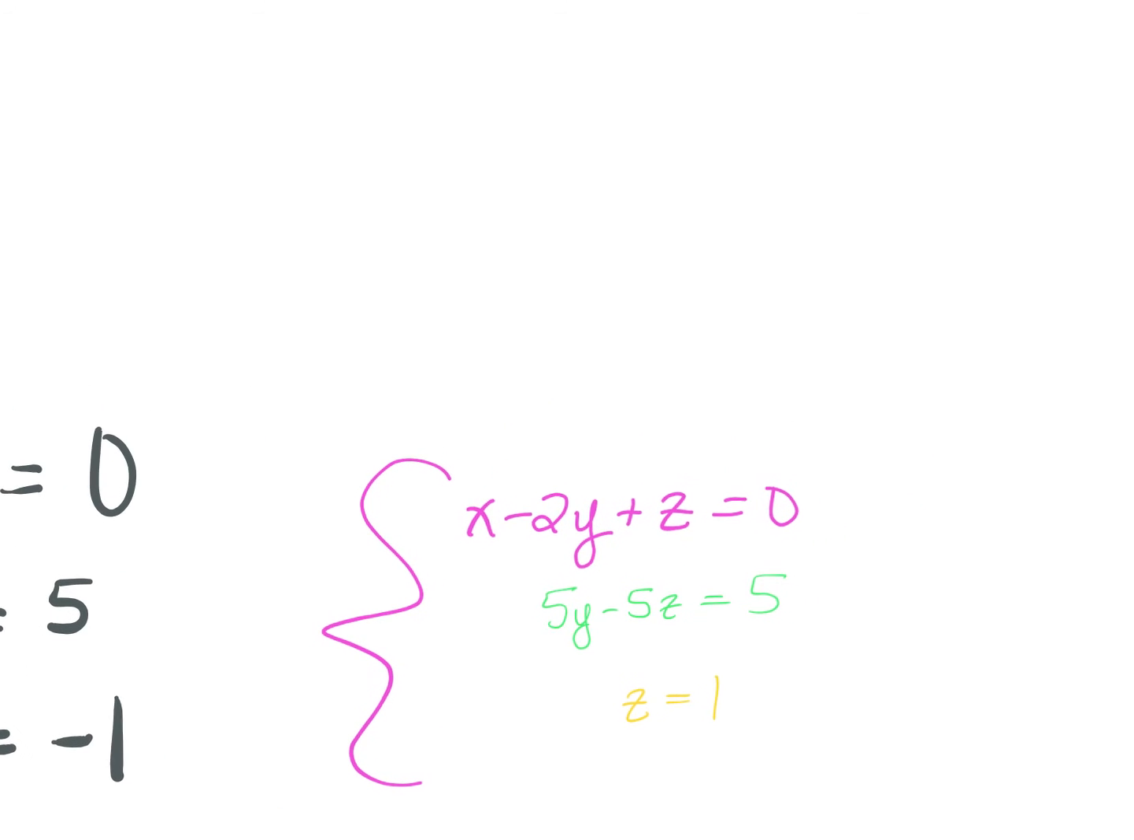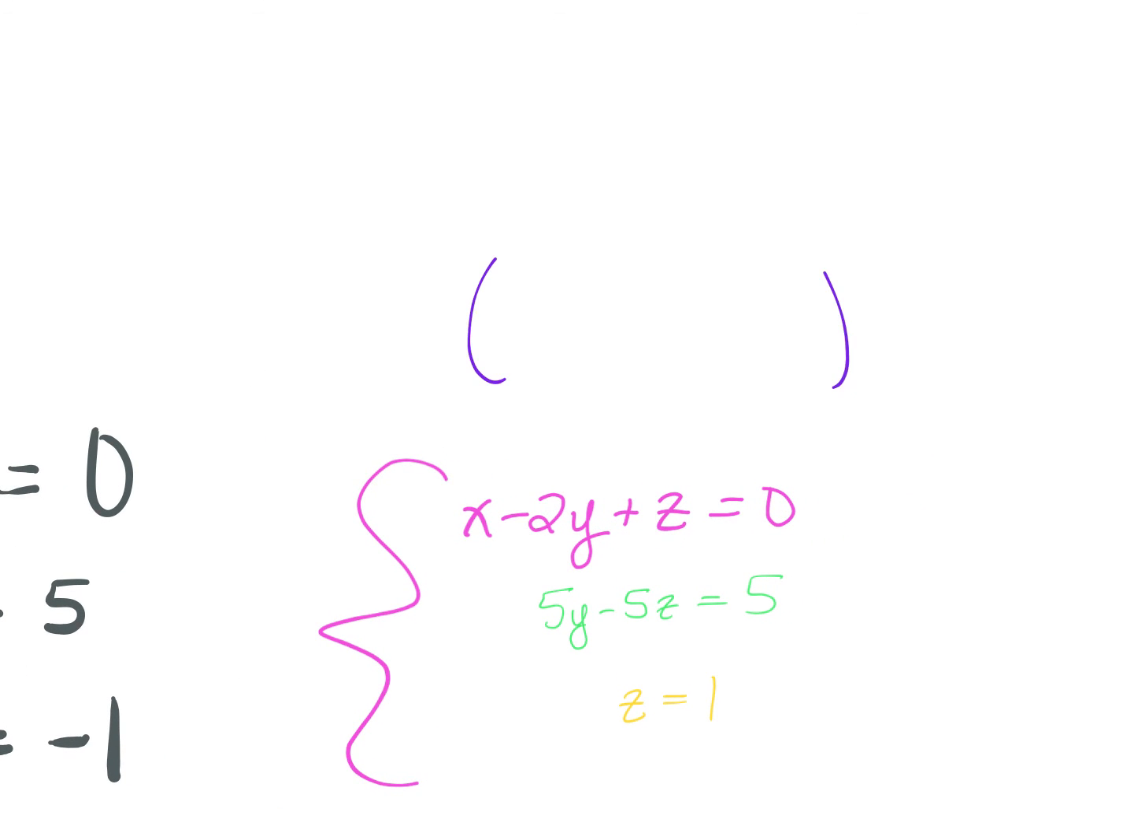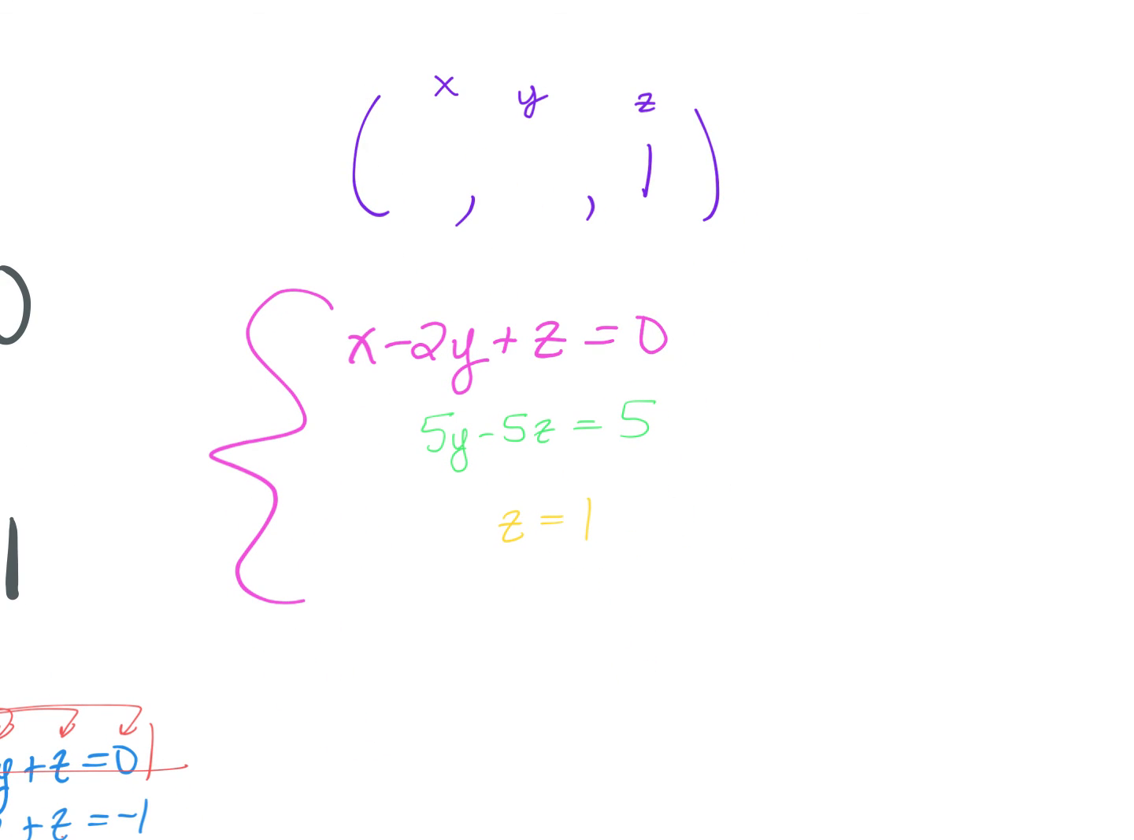We don't know what our x value is, what our y value is. We know what z is. We found out that z equals 1. But I have to find out what my y value is, and I have to find out what my x value is. So we're going to use our back substitution. We're going to take this and plug it in right there.